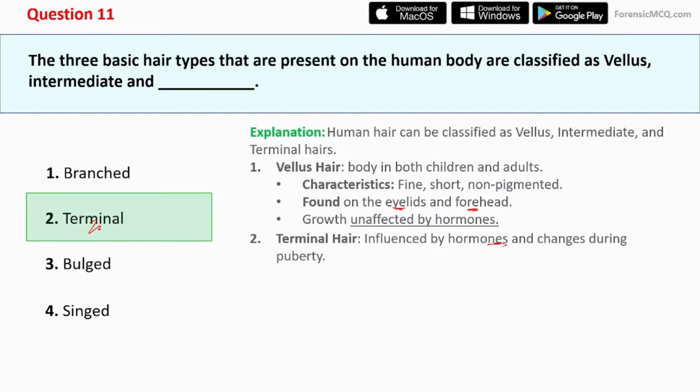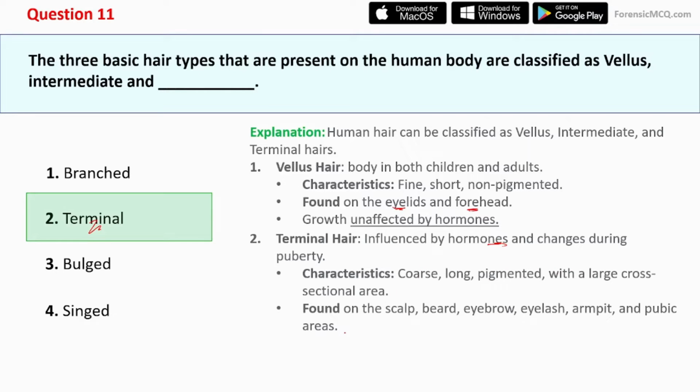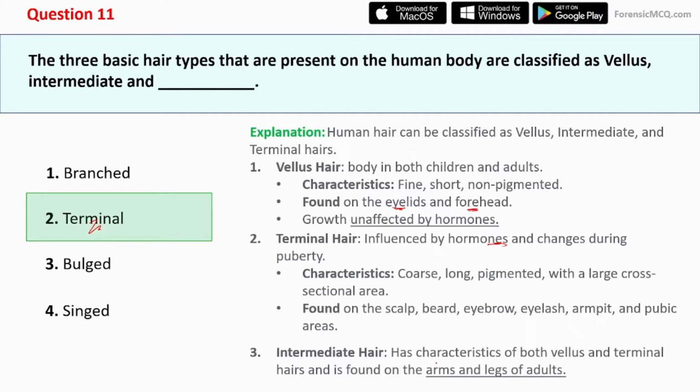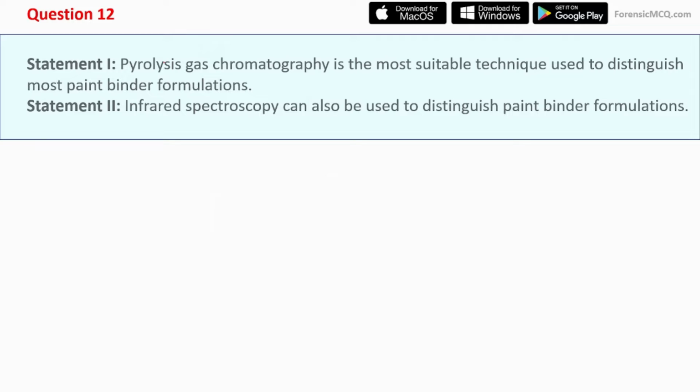So when a person hits puberty, this type of hair tends to grow more, and it is characterized by being coarse, long, and pigmented, with large cross-sectional areas, and it is majorly present on the scalp, beard, eyebrows, eyelashes, armpit, and the pubic areas. After that, there is intermediate hair. It has the characteristics of both vellus and terminal hair, and it is usually present on the arms and legs of adults. Now let's move to question number 12.